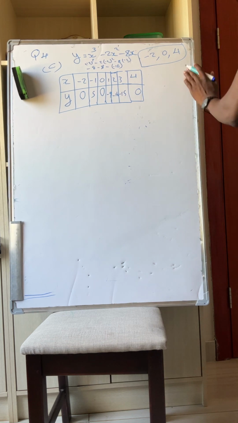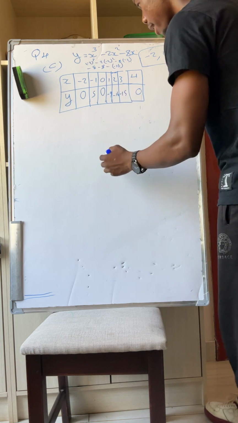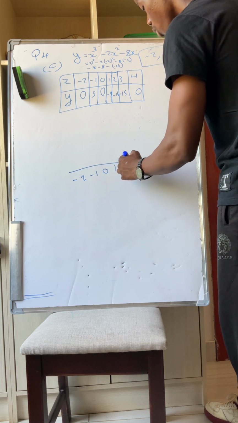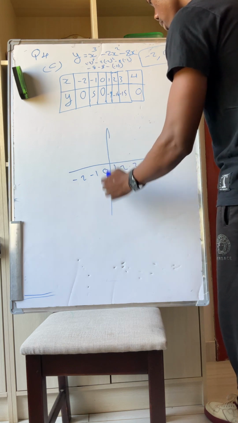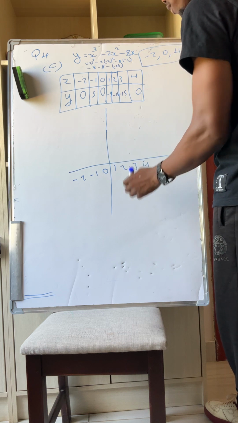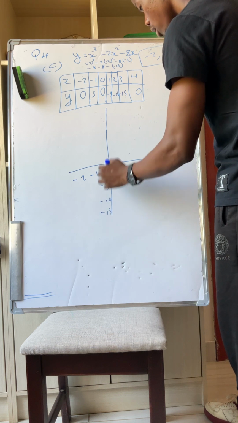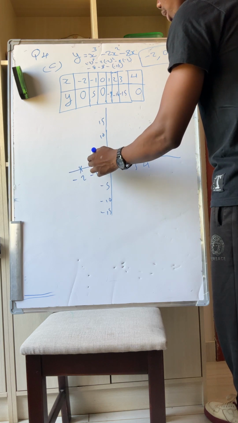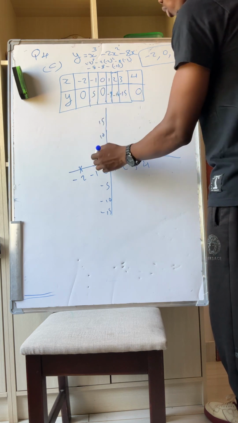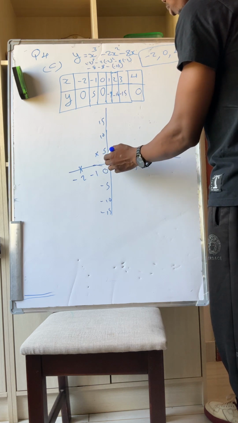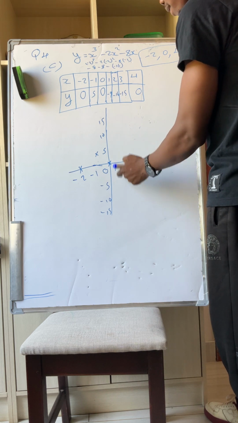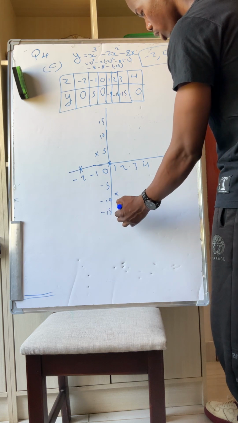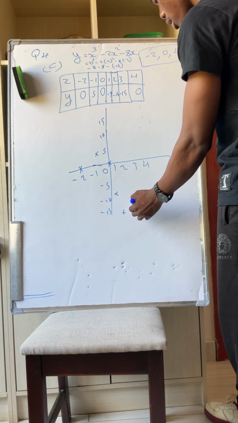So the curve, if I didn't miss any value, is going to look like this. My x goes from negative 2, negative 1, 0, 1, 2, 3, and 4. My y part goes from 0 to negative 15, so negative 5, negative 10, negative 15, 5, 10, and 15. Negative 2, 0 here. Negative 1, 5 here. Then 0, 0 here. 1, negative 9 somewhere here. 2, negative 16 somewhere here. Then 3, 15, and 4, 0.